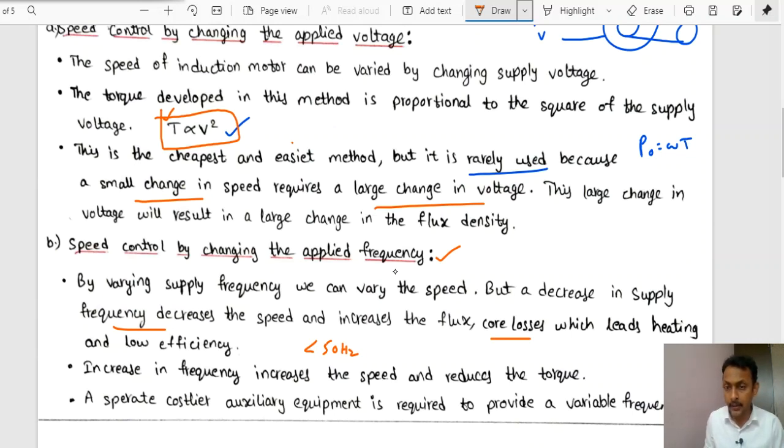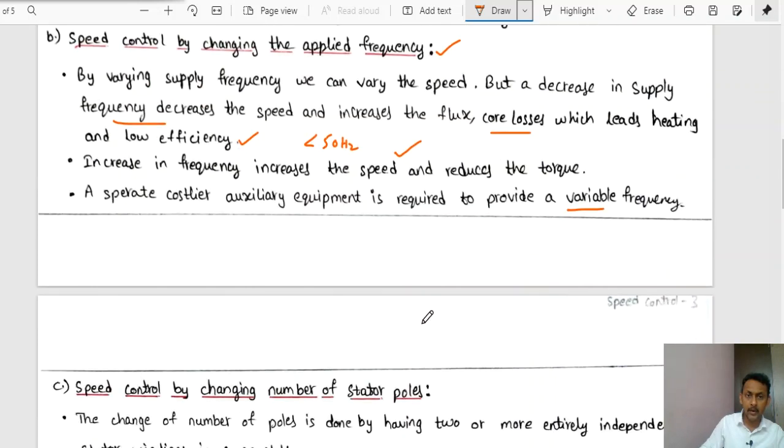So if you are operating the machine at lower frequencies, that leads to heating of the machine and low efficiency. This is the drawback. Also, increasing the frequency increases the speed, but it is going to reduce the torque. And I have told you that we have to use variable frequency drives in order to control the speed by this method, right? So this is the speed control by applied frequency.